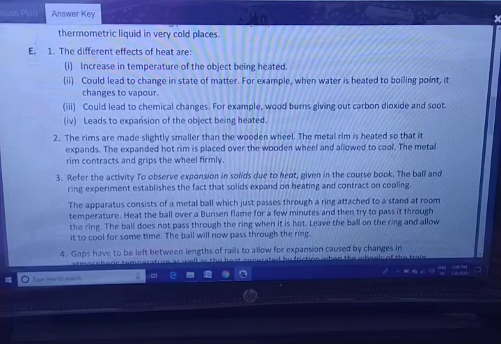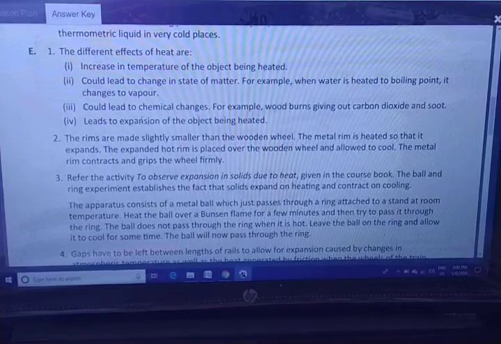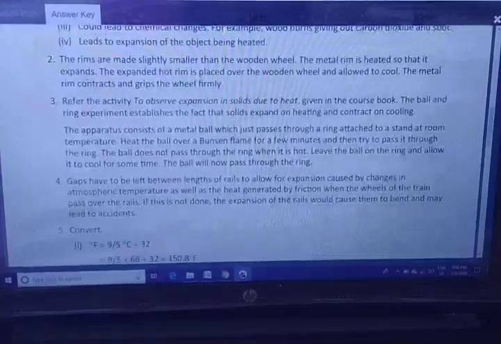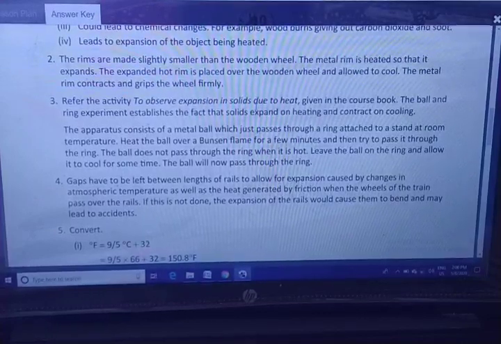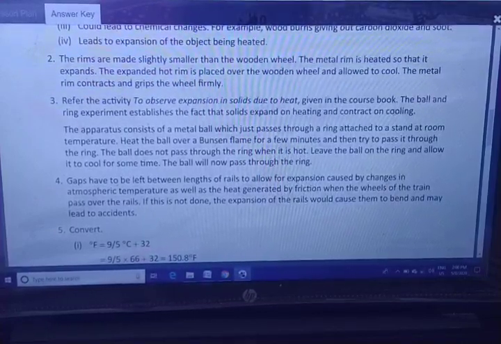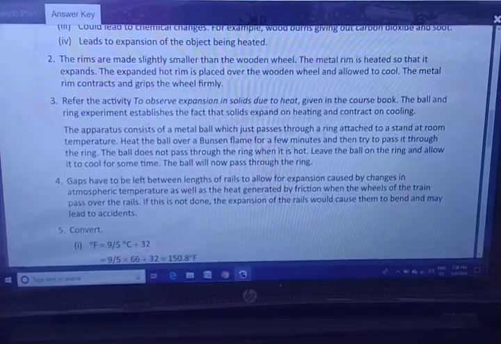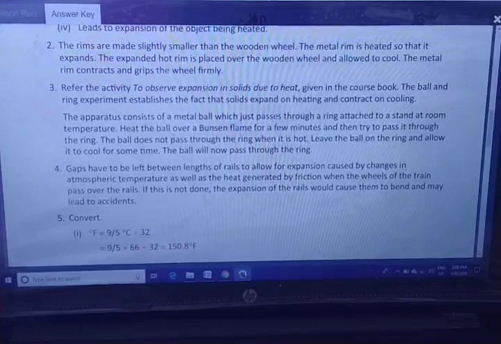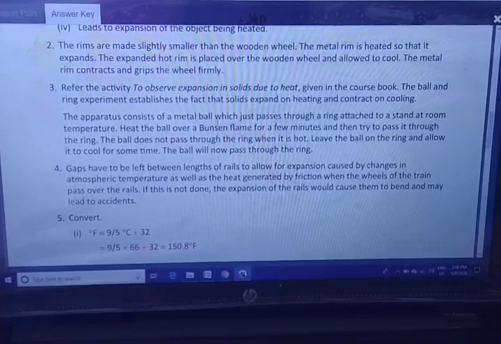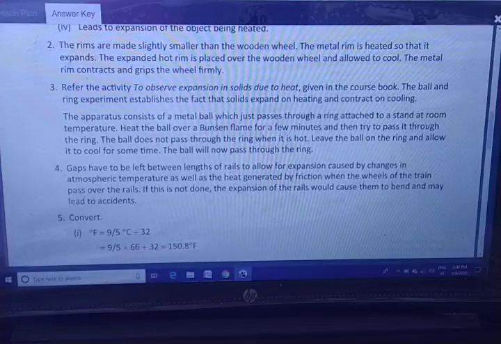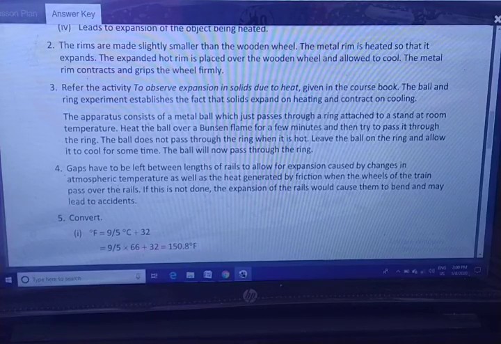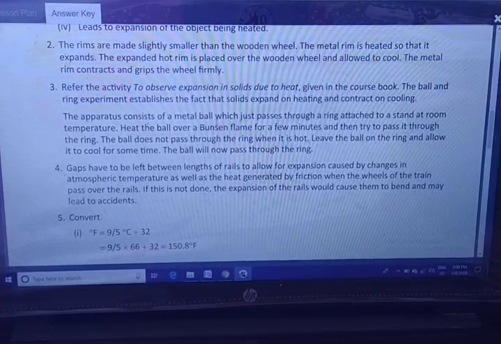Third one, describe a simple experiment to show that solid expands on heating. Actually it's already there in our textbook. Here, to observe the expansion of solids due to heat, it is given in our course book. The ball and ring experiment establishes the fact that solid expands on heating and contracts on cooling. The apparatus consists of a small metal ball which just passes through a ring. Means we have to take a ring through which the metal ball should pass. It should not attach, and after heating you will see it is attaching to it. So it proves that the solid expands on heating.